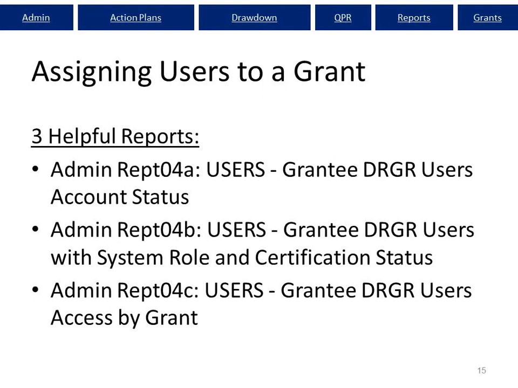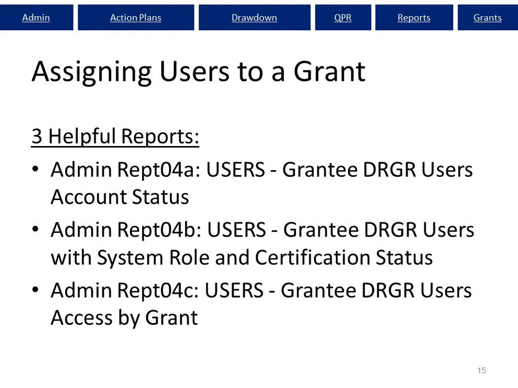So if you want to know what their roles are and whether or not they're certified, admin report 4B is something that anybody can pull. So if someone's saying, again, I can't get in, before you contact the help desk, you can always pull an admin report 4B. If they can't see a grant, you can pull 4C.